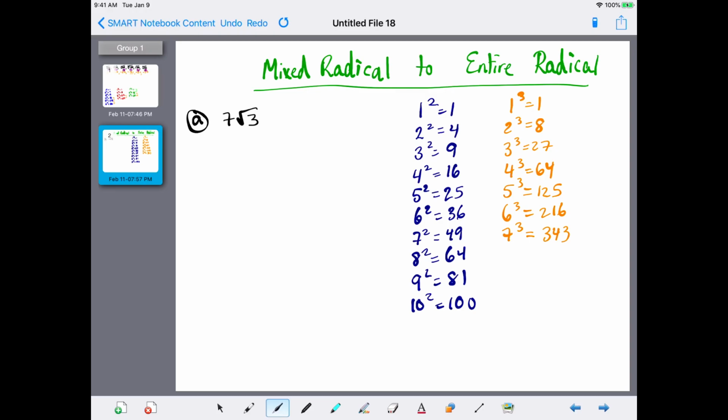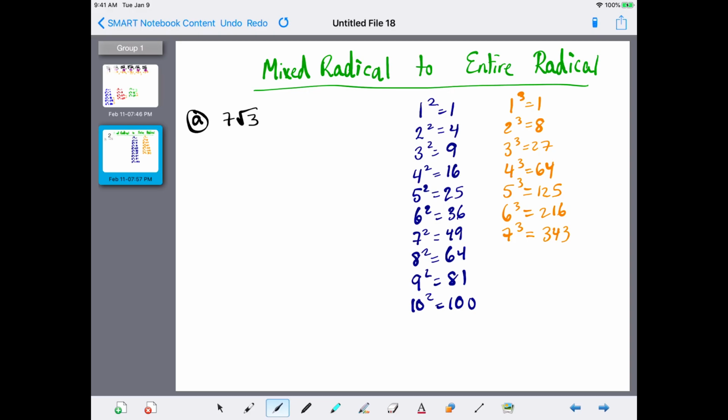So here we have 7 root 3. We want to get this radical so there's no coefficient out in front. So how do we put that 7 back underneath the radical symbol? Well, let's think backwards here. How would it have gotten to the outside? To go from the inside to the outside, we would have had to take the square root, right? So the index in this case is 2. So in order to put it back in, we have to do the opposite. Instead of square rooting it, we're going to have to square it.